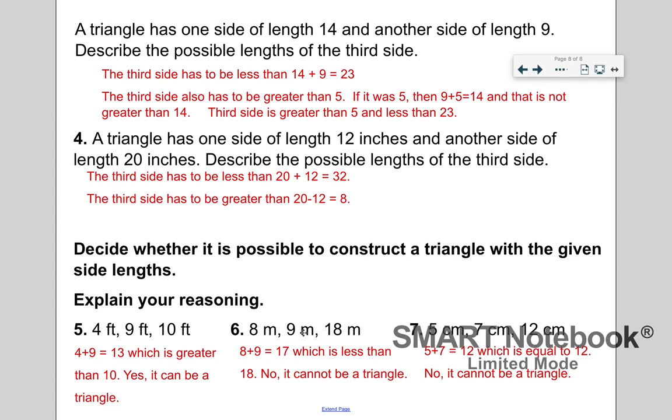In this one, 8 plus 9 is 17. Okay, so again, I connect the 8, I connect the 9. It's only 17. It can't even reach across the 18. So that one can't be a triangle. And over here, again, 5, 7, 12. 5 plus 7 is 12. It's not greater than 12. I need the two sides to be greater than the third side. So no, this cannot be a triangle either.